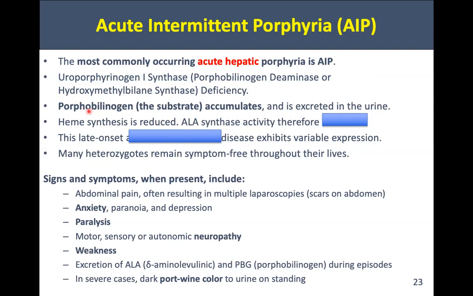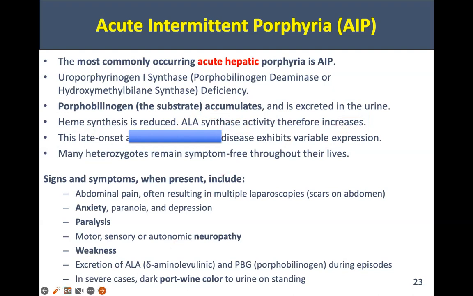And because you cannot form heme in this scenario, how is this going to affect ALA synthase? Is ALA synthase activity going to be increased or decreased? The answer is that it increases, right? If I don't have heme, I no longer can inhibit ALA synthase. Because I'm not inhibiting ALA synthase, the activity of it increases.